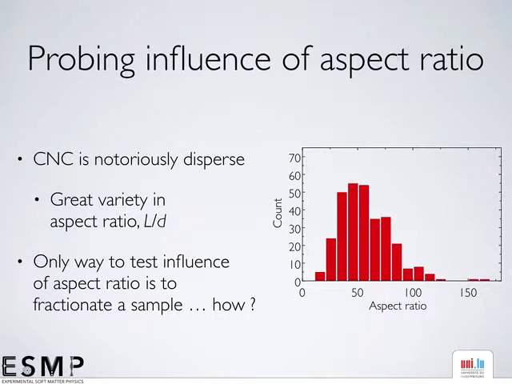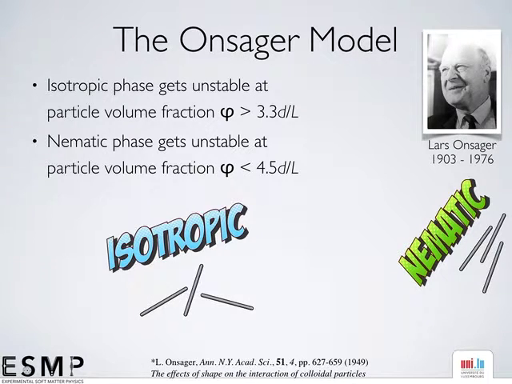And the problem here is that CNC suspensions, when you start with them, are notoriously disperse. There is a very large variation in rod length. So you cannot just say, I want a long rod sample and a short rod sample and compare them. You have to actually fractionate them. And the question is then, how do we go about fractionating them? Well, here, liquid crystal formation of nanorods actually comes to our help.